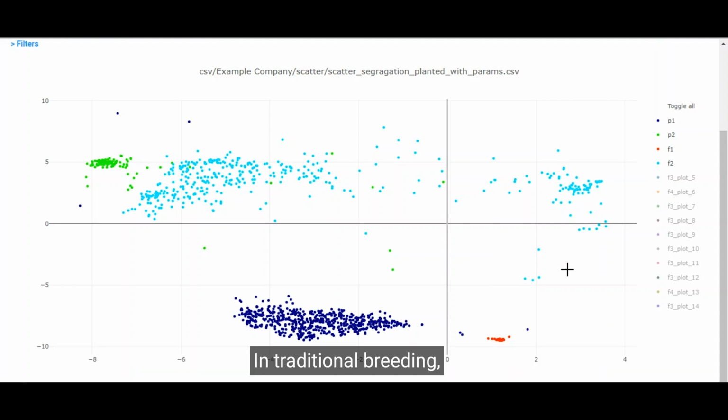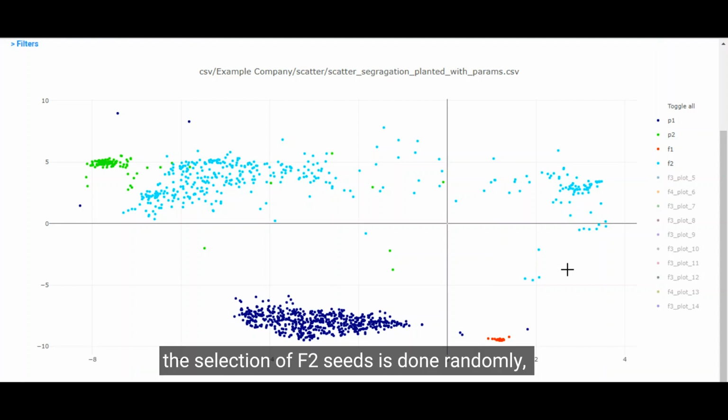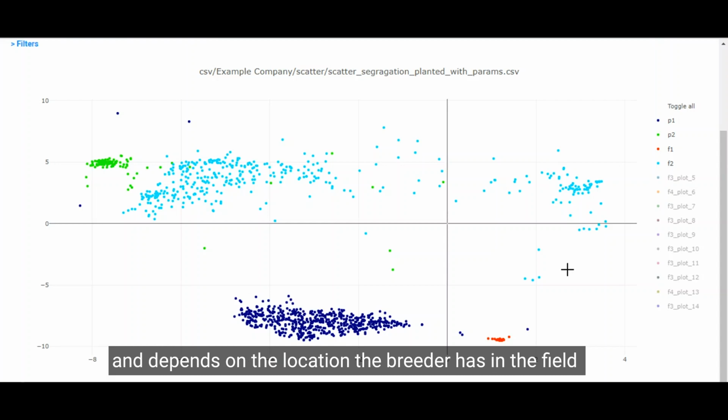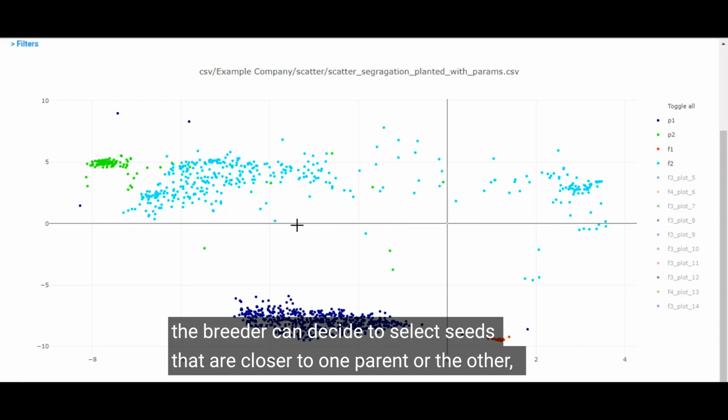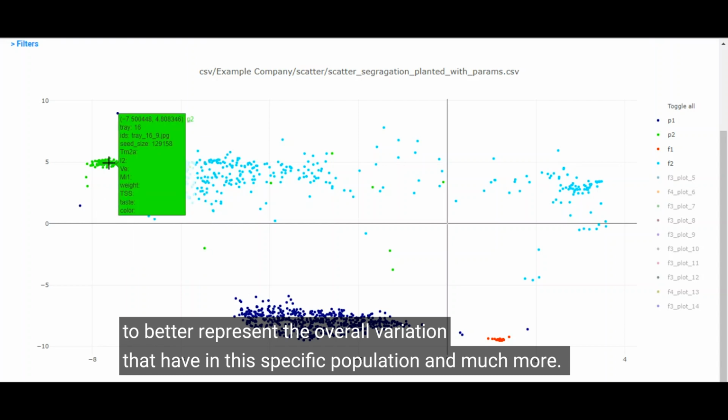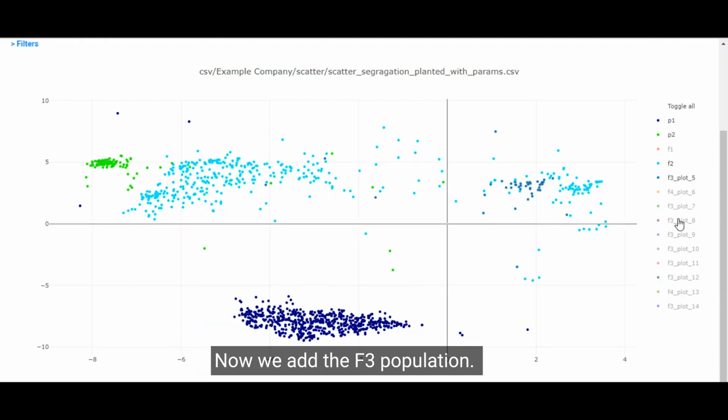In traditional breeding, the selection of F2 seeds is done randomly and depends on the location the breeder has in the field and on the relevance of the specific population. In contrast to traditional breeding, by having this variation scheme, the breeder can decide to select seeds that are closer to one parent or the other to better represent the overall variation that they have in this specific population, and much more. Now we add the F3 population.